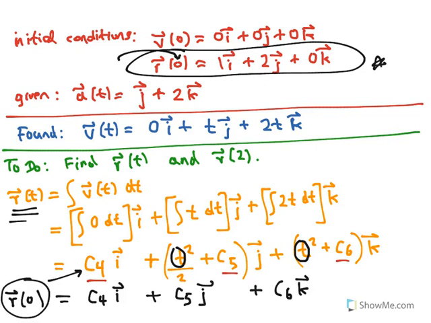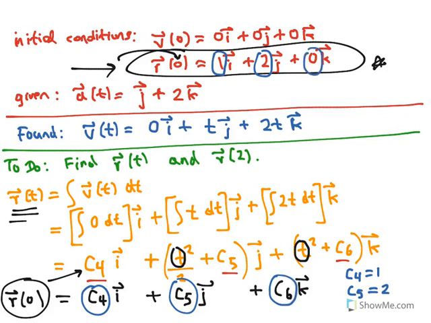Now I have to equate what I have here to my initial condition, because these are both r of 0, and the only way these two vectors can be equal is if corresponding components are equal. So C sub 4 has to equal 1. C sub 5 has to equal 2. And C sub 6 has to equal 0. So now I have found my vector-valued function for the position of my object at time t.